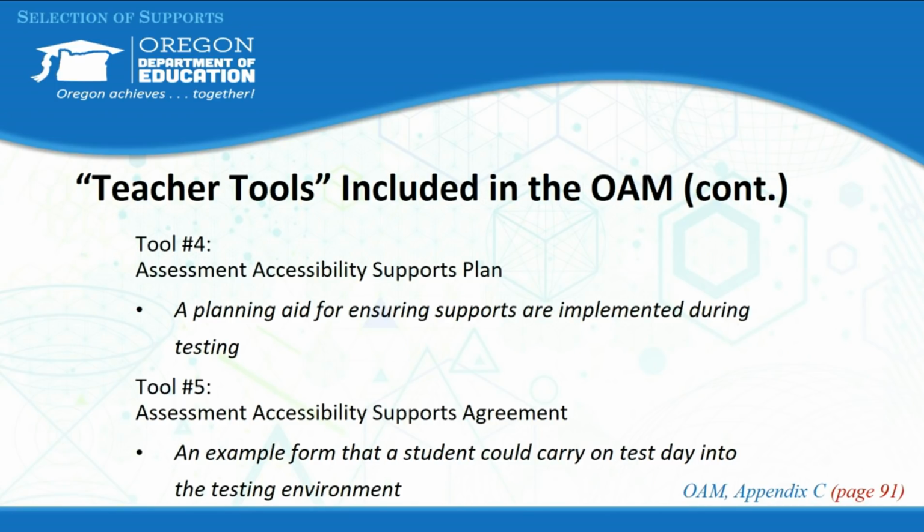Tool number 4 is a planning aid for ensuring supports are implemented during testing. Tool number 5 is an example form that a student could carry on the test day into the testing environment. Perhaps you have students that are going to be switching classes and having multiple test administrators. They could have their accessibility supports documented on a paper that can be brought to each test administrator.